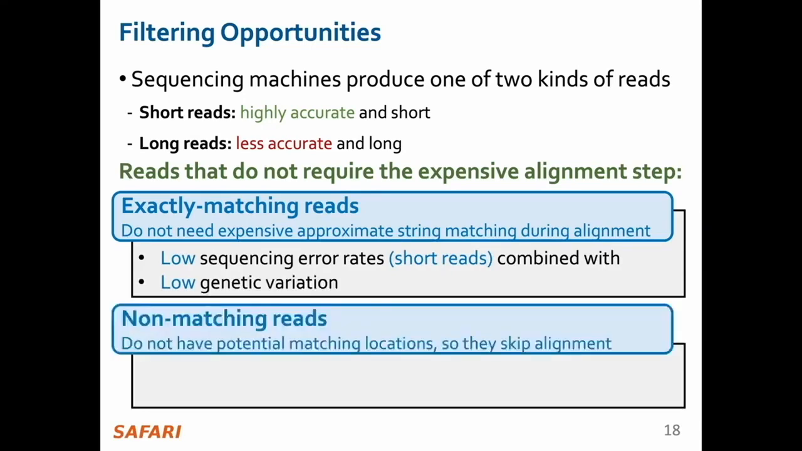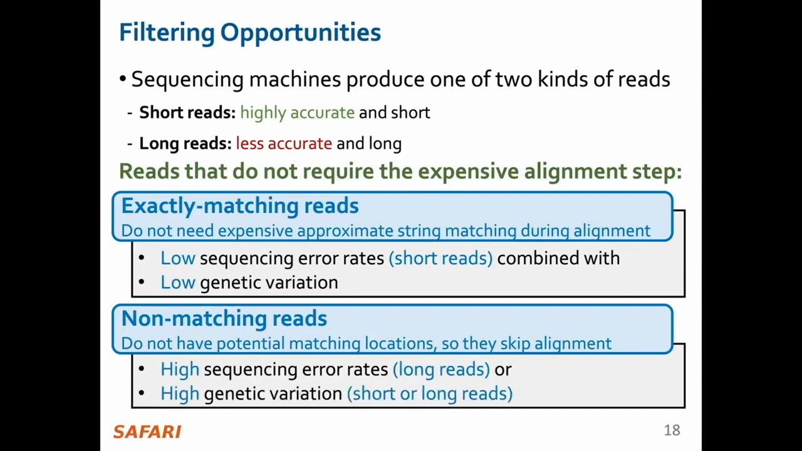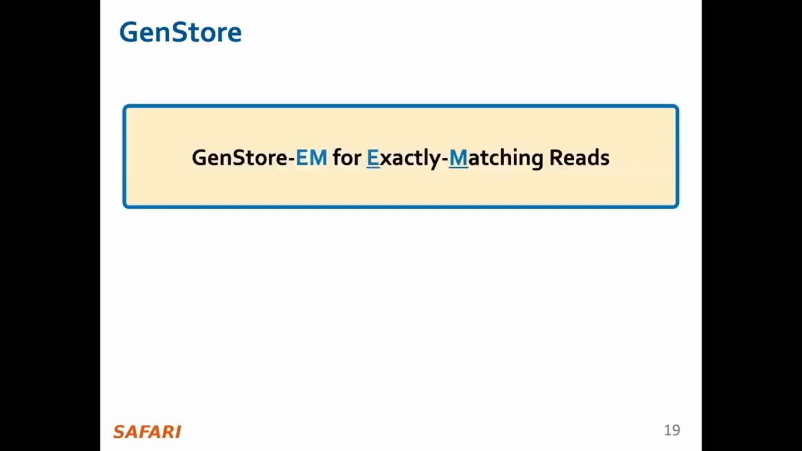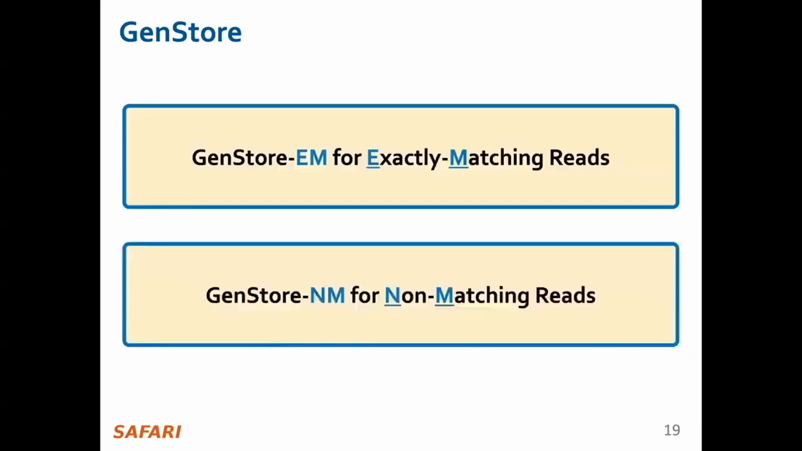The second class of reads that can be filtered simply are non-matching reads that do not have any potential matching locations, and they can skip alignment. Examples of these frequently happen with high sequencing error rates, such as long reads, or with long or short reads that have a high degree of genetic variation. So by a thorough analysis of the mapping process of reads with different properties and different degrees of genetic variation, we designed two low-cost in-storage filters. First is GenStore-EM for exactly matching reads, and GenStore-NM for filtering most of the non-matching reads.